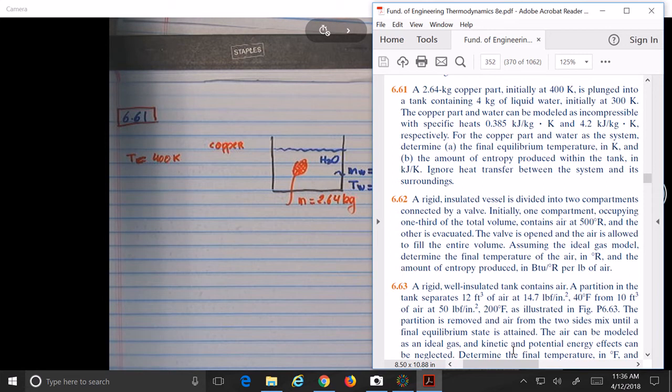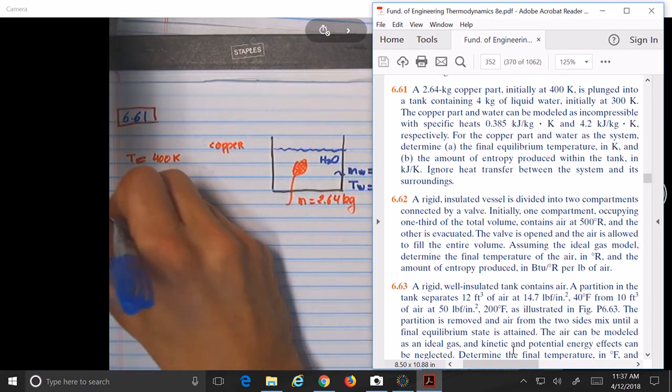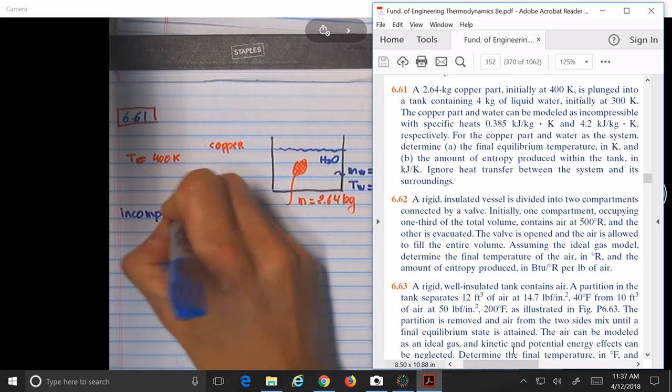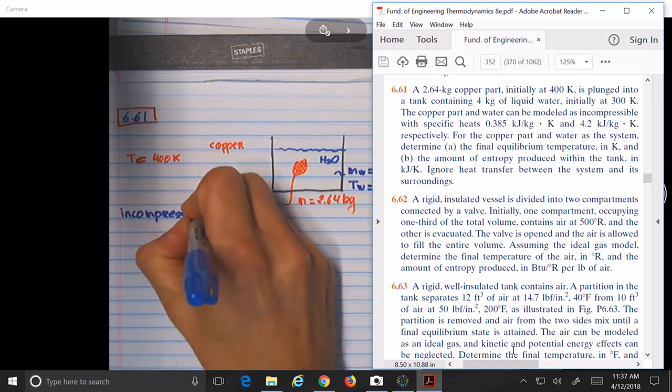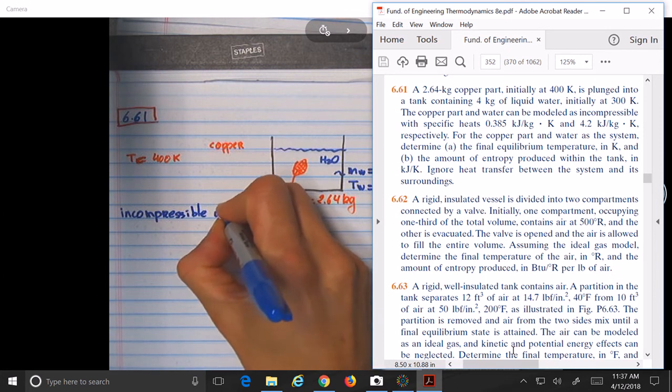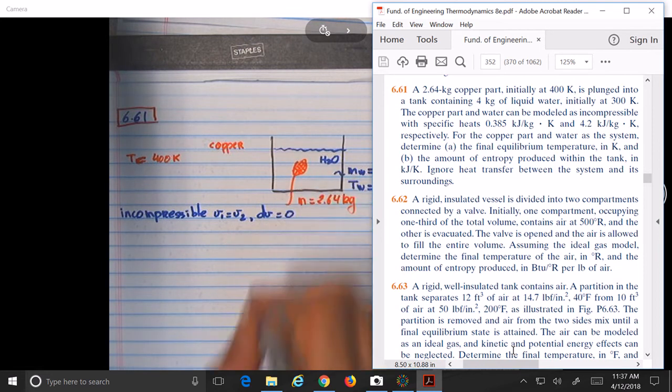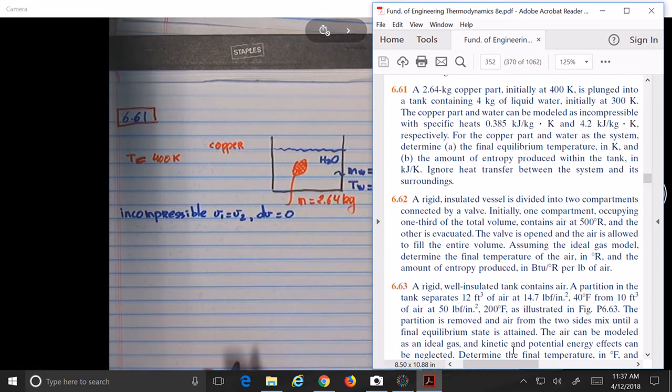The copper part and water can be modeled as incompressible. Okay, so what does that mean? dV equal to 0, no? Is that important, incompressible? It might be important. Basically it means the initial will be equal to the final, so the change in specific volume or density is 0. Okay, that's what it means.